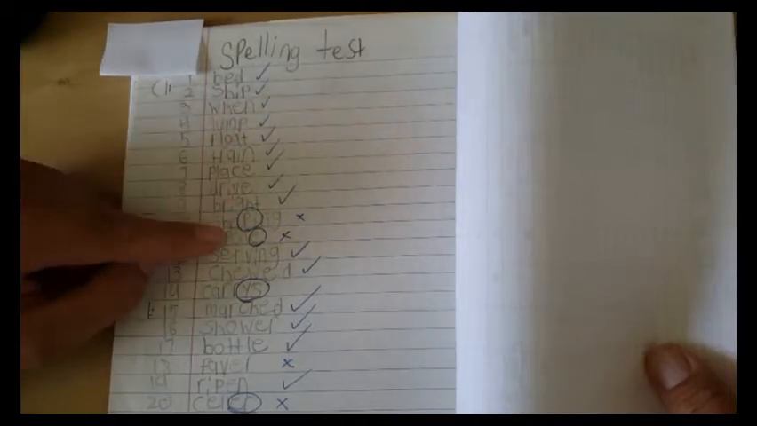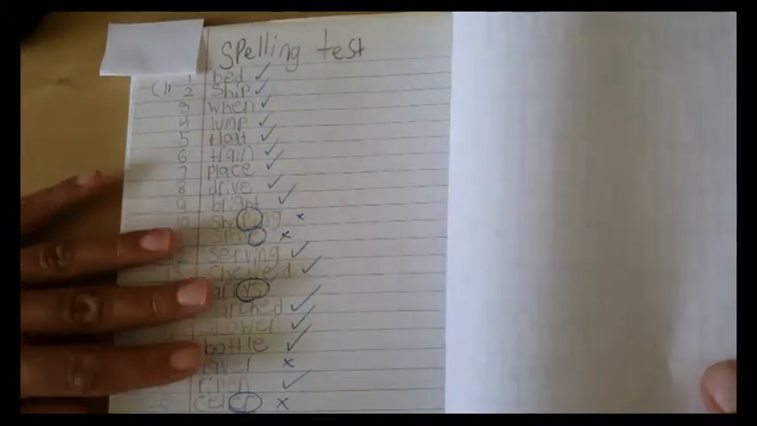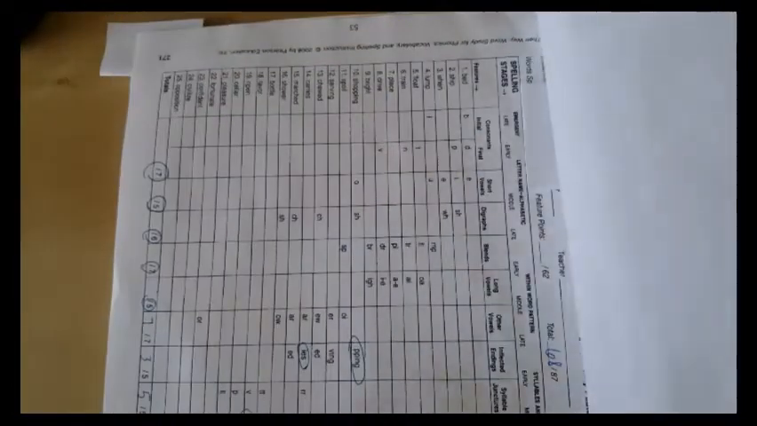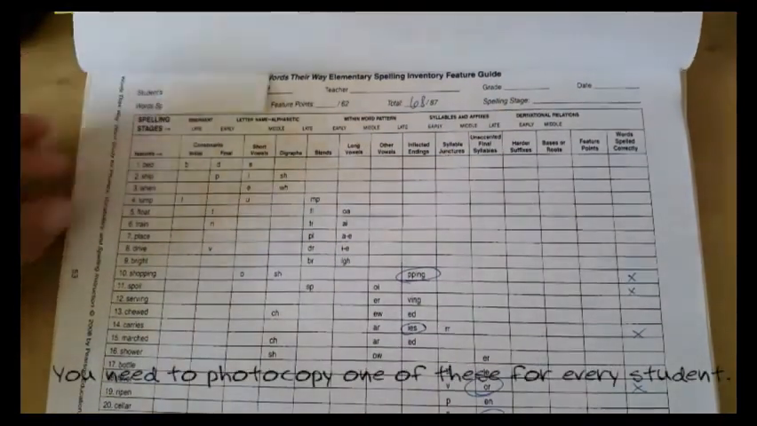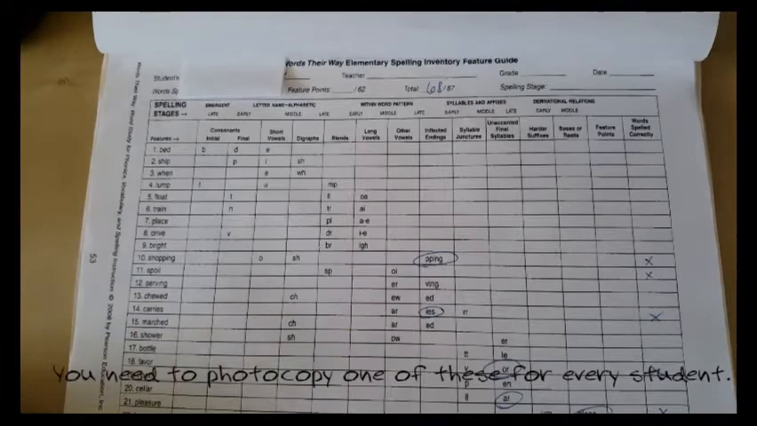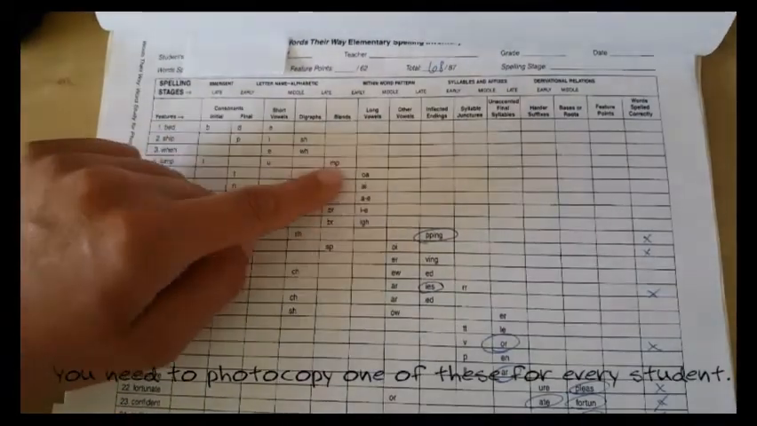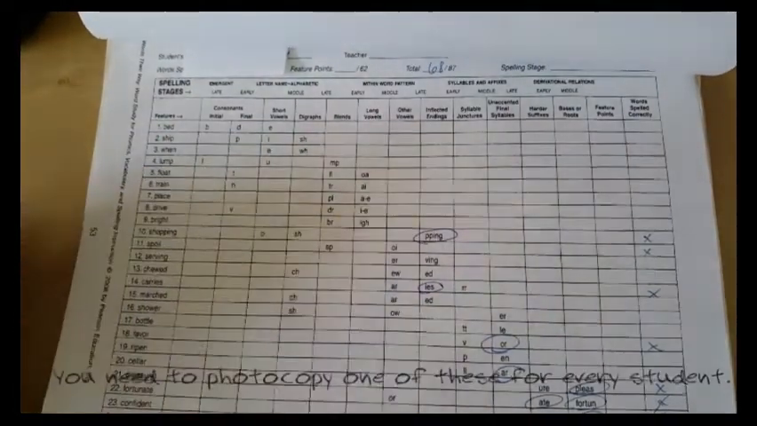When I go through and mark it, I have their sheet, and you have to have an individual one, this one, the inventory feature guide, which has all of the words here, and then these are the spelling features. So to cut down on the work, because this can take a long time to mark, I have both out at the same time. So I'll show you. I put this here, I put this here.